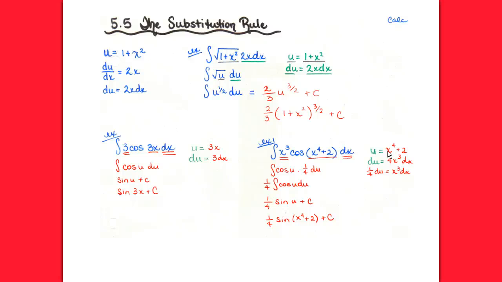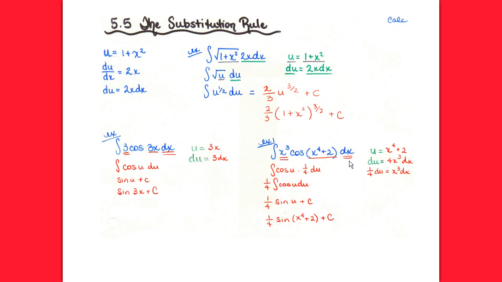You should try to choose u to be some function in the integrand whose differential also occurs in the integrand, except maybe for a constant factor. Here's what they're saying. I want to choose something from my integrand, like we chose x to the fourth plus 2, whose derivative is also sitting in the integrand. The derivative of x to the fourth plus 2 was 4x to the third. That derivative, x to the third, was sitting right there in my integrand. The differential x to the third dx was sitting right there in my integrand.